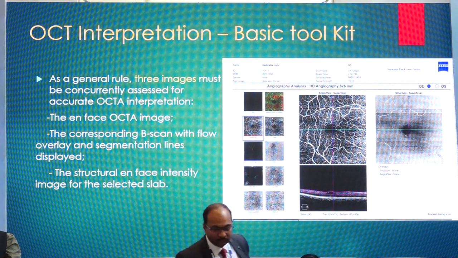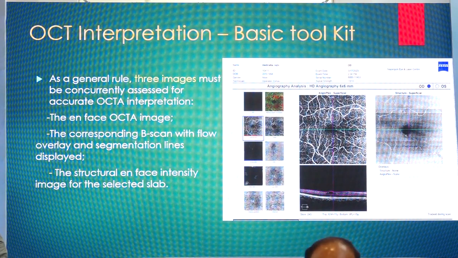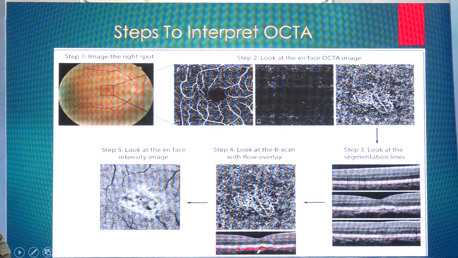If you look at the interpretation of the OCT, as a general rule, 3 images must be concurrently assessed for accurate OCT interpretation. The first image is an angio image or the en face OCTA image. You have a corresponding B-scan with a flow overlay, and then you have a structural OCT. So image the right spot where you have a lesion, then look at the en face OCTA images, look at the segmentation line where the lesion is, and actually it's very important to look at the segmentation line very nicely, because if you segment the retina at a wrong plane, you will not get any kind of information.